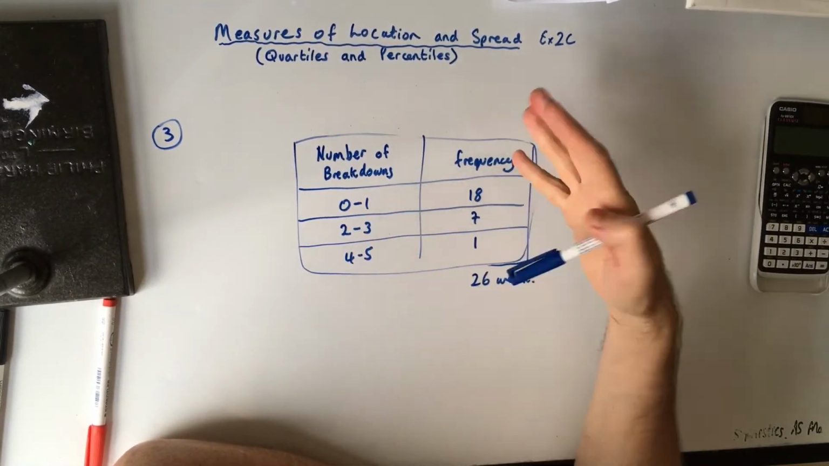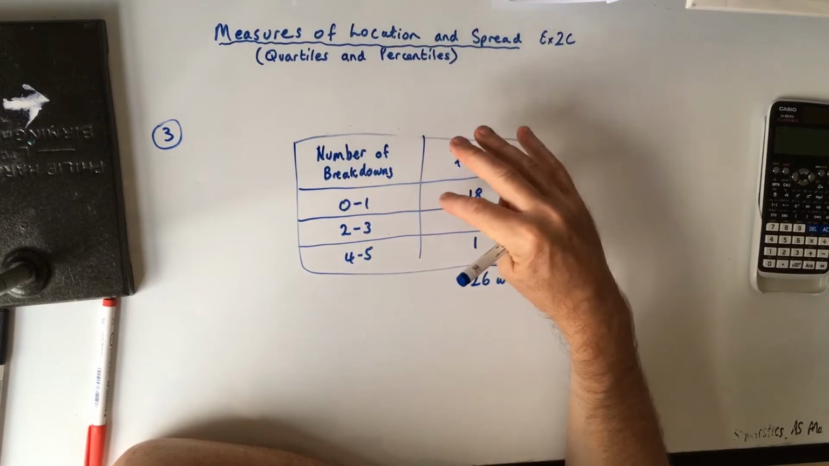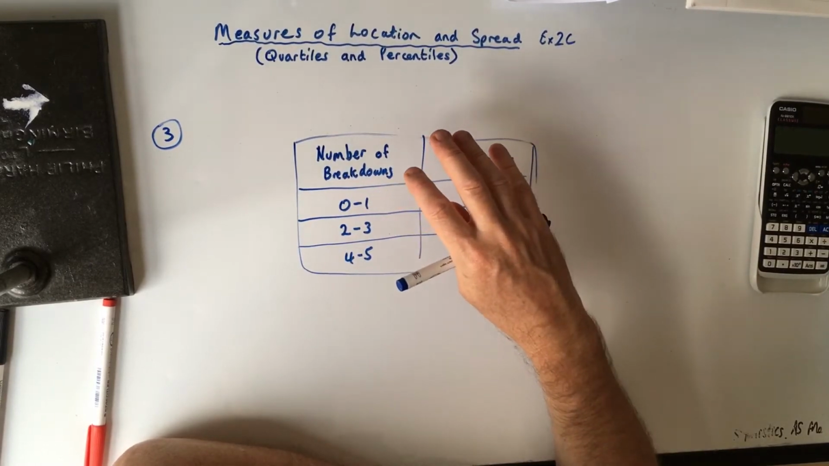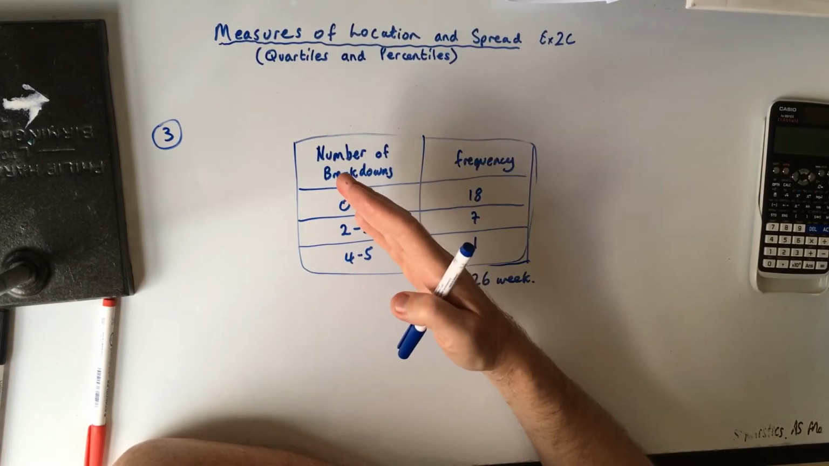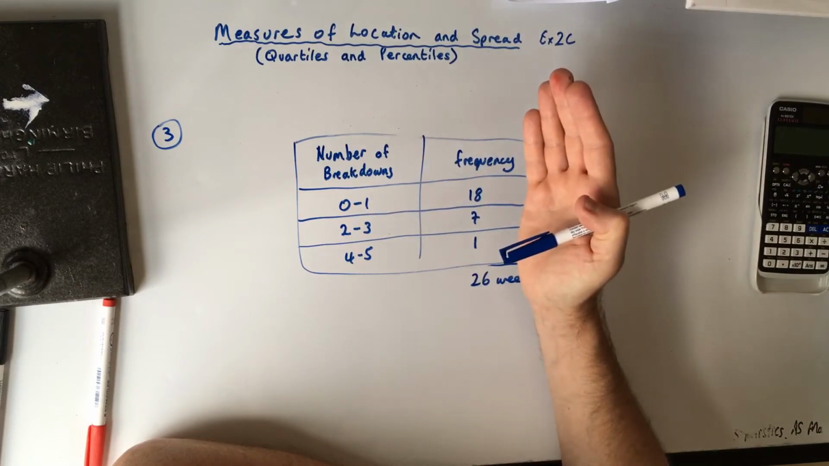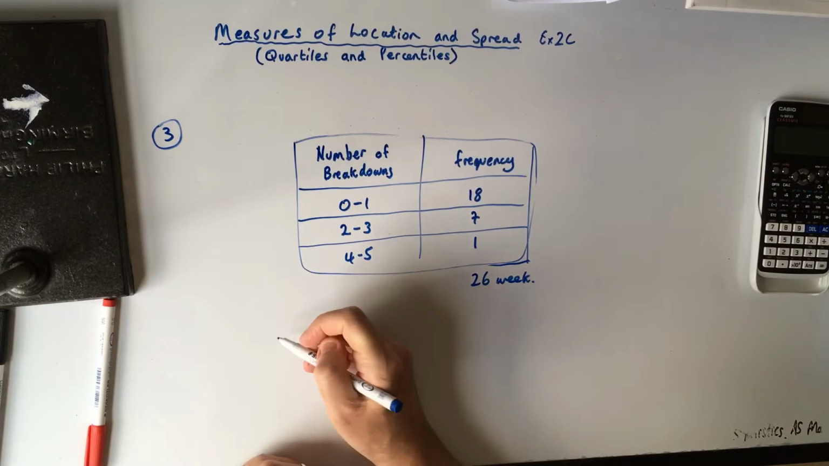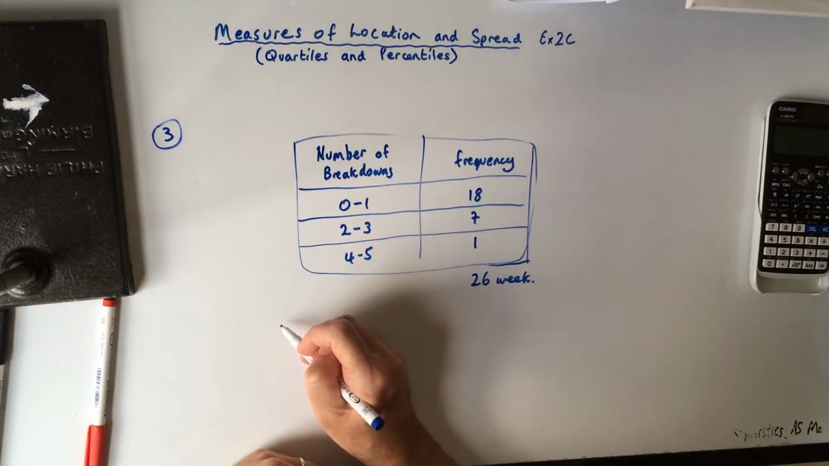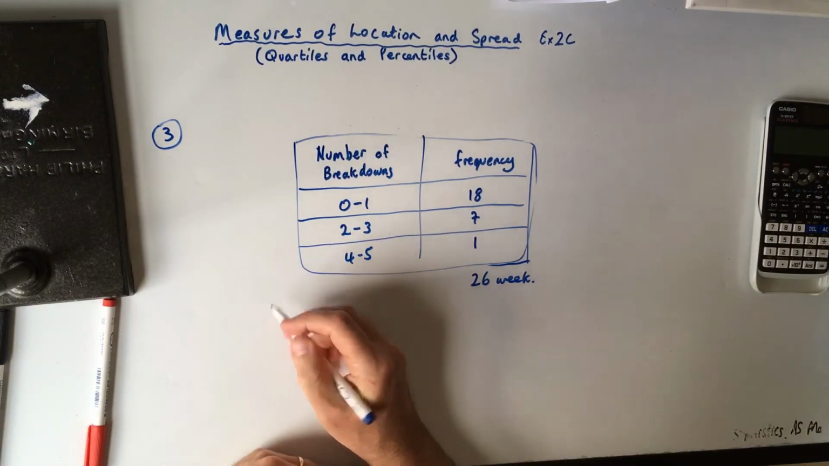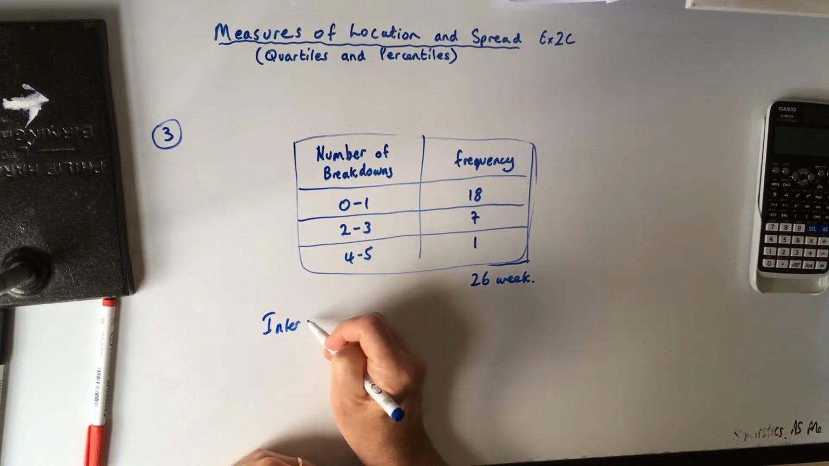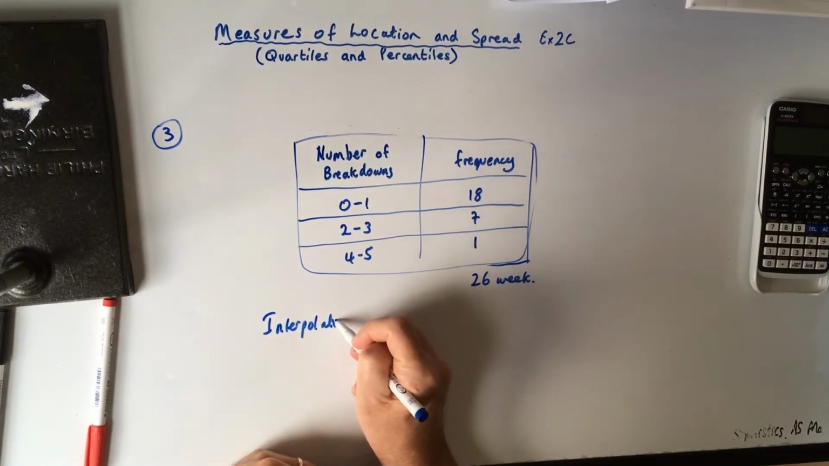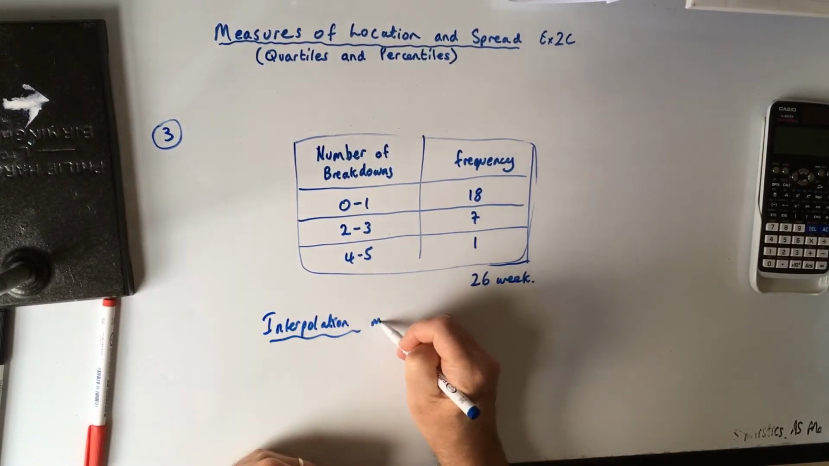Okay, so that's the data. Now this is discrete data, so it either has no breakdowns or one breakdown, and it says give an estimate. The question is asking you to give an estimate for the median. Okay, that's what the question is doing. It tells you to use interpolation for the median.